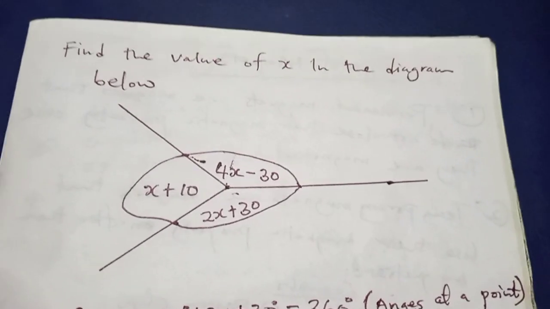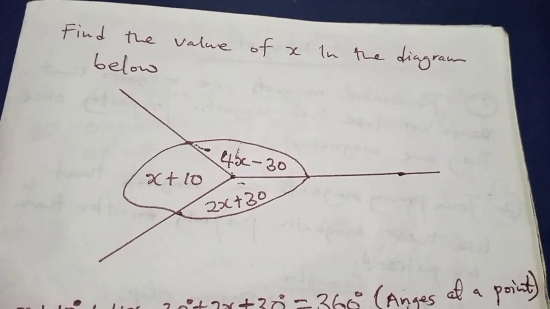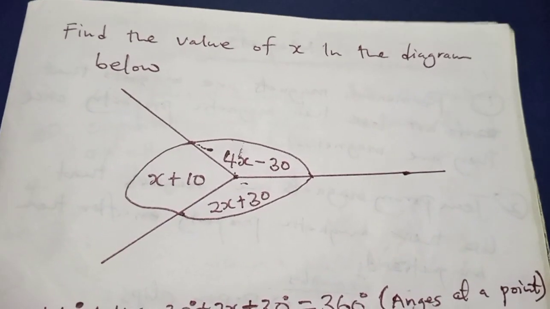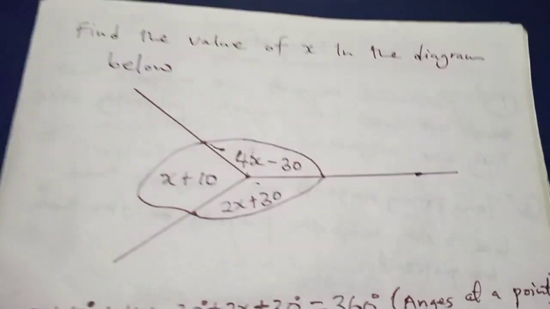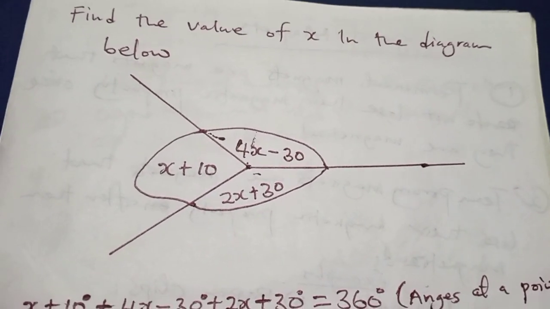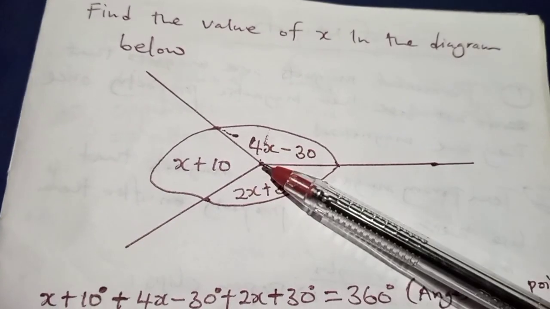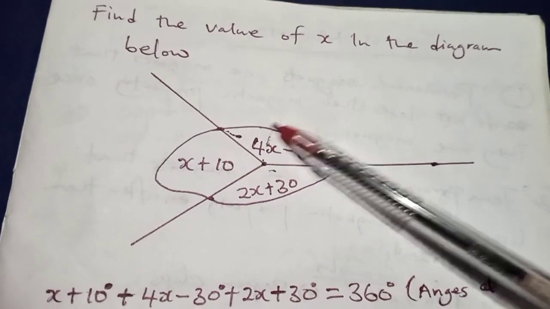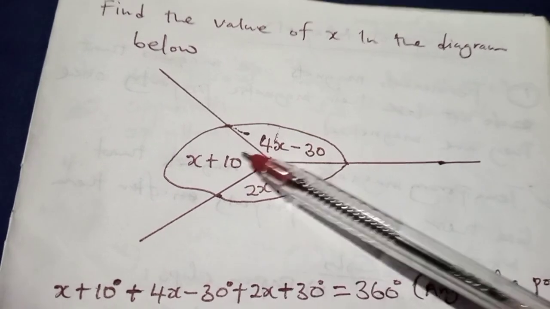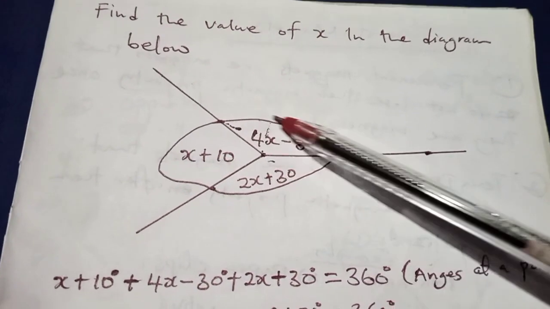Okay, now when you look at this question critically, the question says find the value of x in the diagram below. Now when you look at it critically, you realize that this question is applying the principles of angle at a point. Okay, now this principle applies to the sum of angles around a circle.